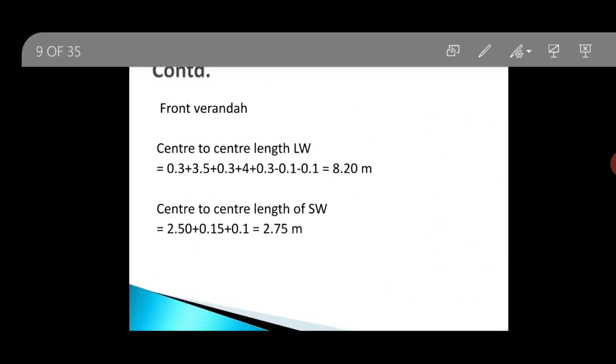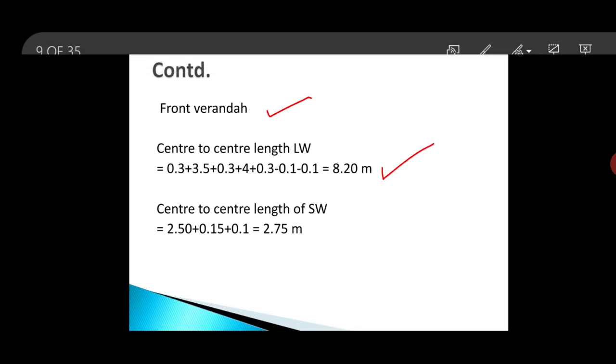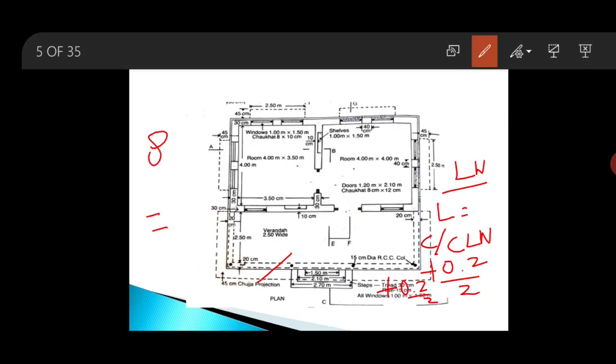So this is the calculation of center to center length of front veranda, and see here, this is the center to center length of long wall, that is 8.2. So with 8.2 you will add 0.2. So this will give you the length as 8.4. So this is the final length of the brickwork in superstructure along long wall of the veranda. So length is 8.4, breadth is 0.2 and depth is 0.3.